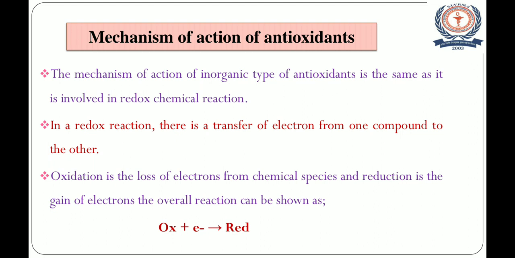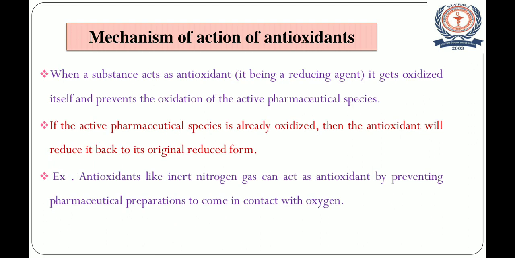So as I have told you, oxidation and reduction are simultaneous processes, and the same mechanism is involved here in the case of antioxidants. Moving ahead, when a substance acts as an antioxidant, it gets oxidized itself and prevents the oxidation of the active pharmaceutical species. So how are antioxidants going to act? They themselves get oxidized and they prevent oxidation of the active pharmaceutical species. Then, if the active pharmaceutical species is already oxidized, antioxidants will reduce it back to its original reduced form. In turn, it will prevent the oxidation.